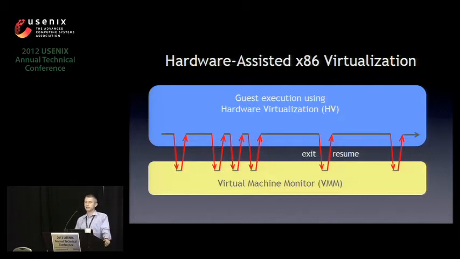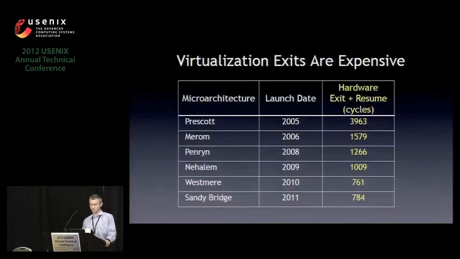Hardware-assisted virtualization is great. It makes it easier to write VMMs because you focus just on the way you handle instructions rather than on a mechanism to intercept instructions. And typically, for most workloads, hardware virtualization, HV execution, outperforms classic binary translation. So this is great. However, hardware virtualization also introduces a new problem, namely that exits are expensive.